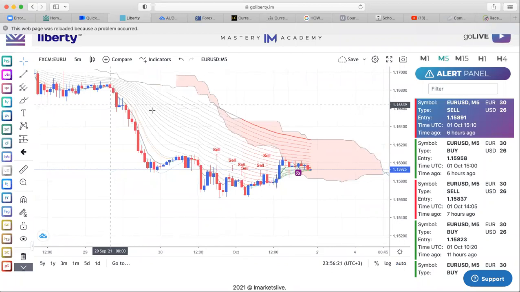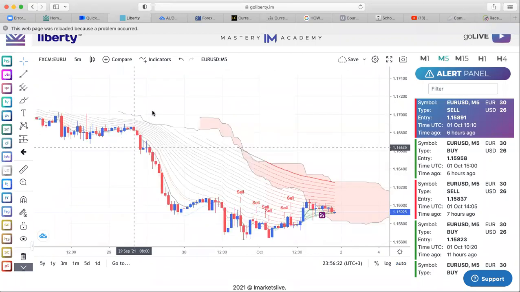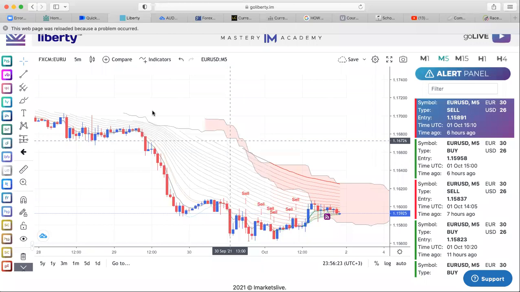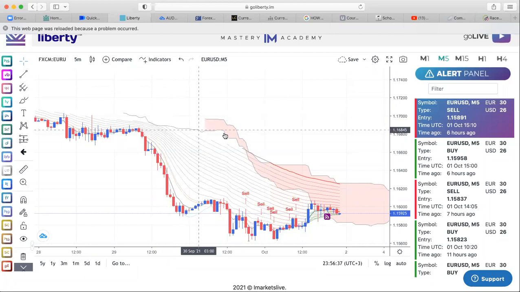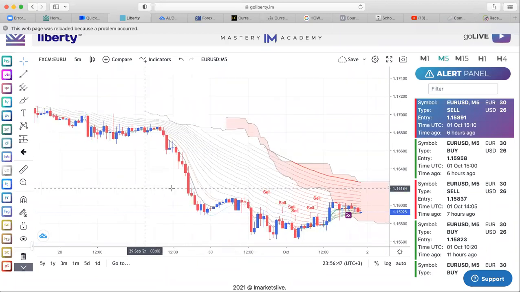Now, if it's for a buy, you should be looking out for a blue cloud. If it's for a sell, you should be looking out for a red cloud. If you want to take it for a sell, you should make sure that the clouds are above the market, above the candles. For a buy, the blue clouds will be below the candles.